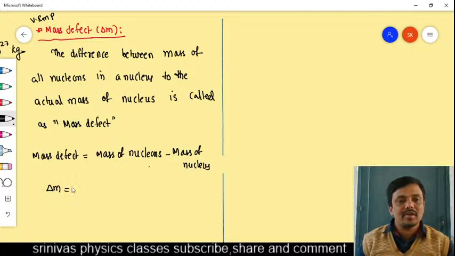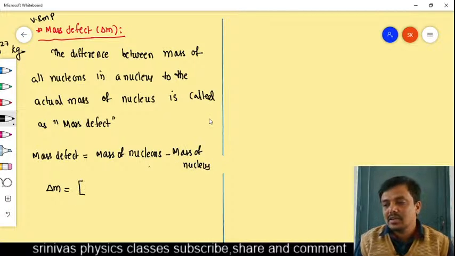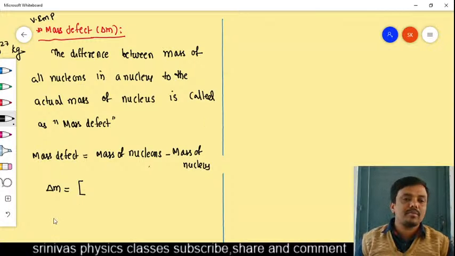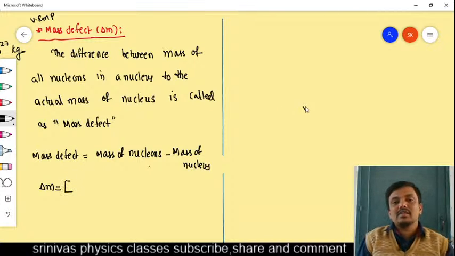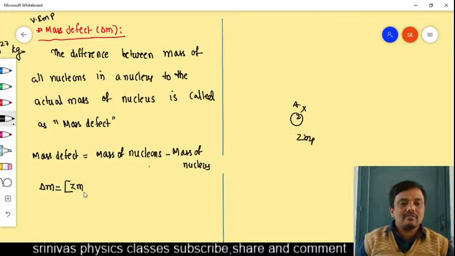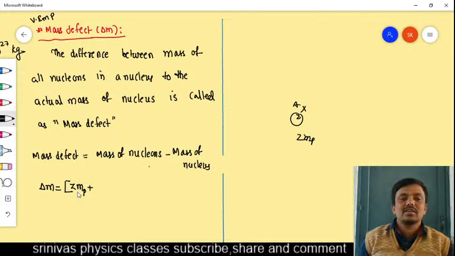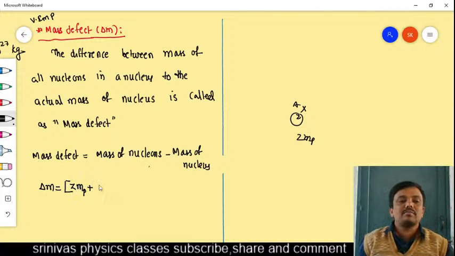Okay, delta m. What is the mass of nucleons? For example, if you take any element, how many protons does it have? Mass defect we will take as delta m, and mass of nucleons is nothing but mass of protons plus mass of neutrons. What is the mass of protons in an element? For example, this element has Z protons. One proton mass we take as mp, so Z protons' mass is Z mp.